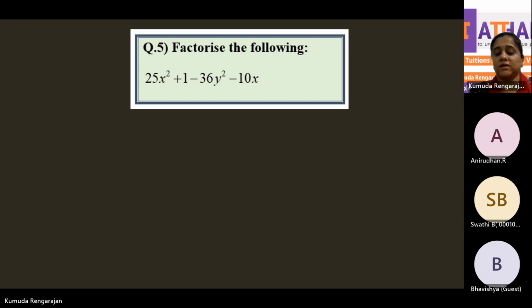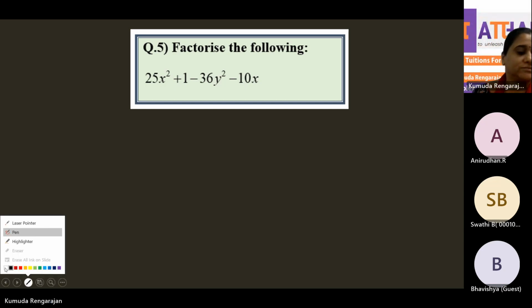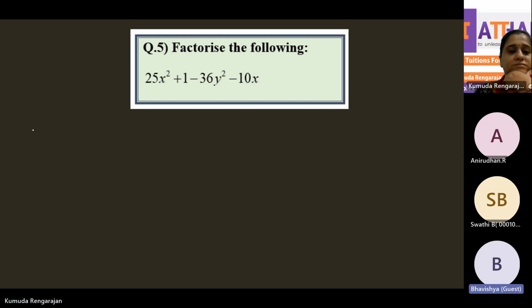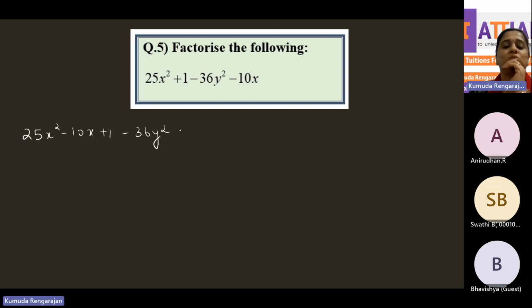Done, ma'am. Okay, Bhavishya, read out your answer. Ma'am, I have 25x square minus 10x plus 1 minus 36y square. For 25x square and minus 10x, common is 5x. 5x into 5x minus 2 plus 1 into 1 minus 36y square. No, no, minus 2 darling. It's not like that. No.